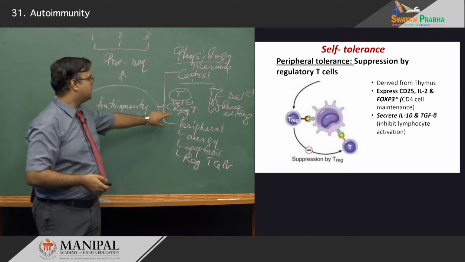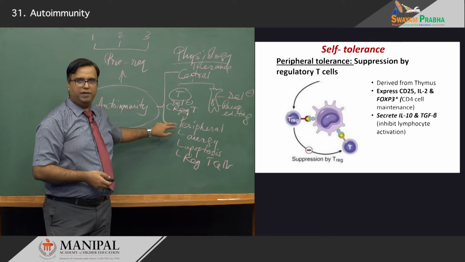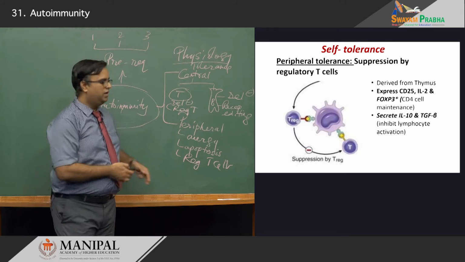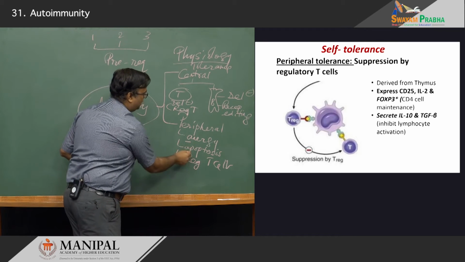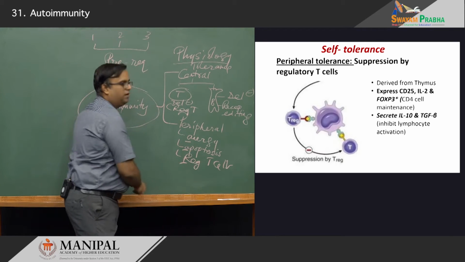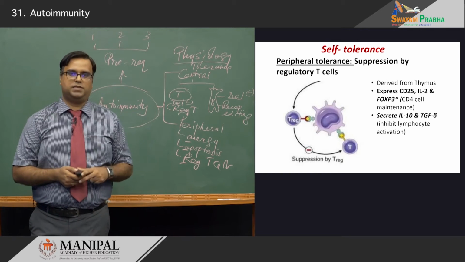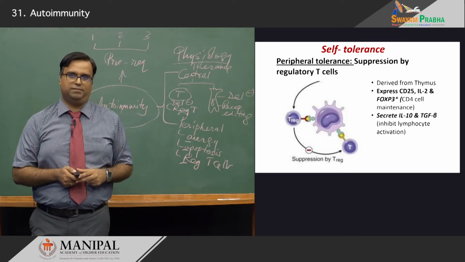So, now you have the concept of central and peripheral tolerance. At the level of peripheral tolerance, you have AAR, which is anergy, apoptosis and regulators. Okay, so these are the physiological mechanisms, the checks and balances which keep us sane and not having autoimmune disorders.